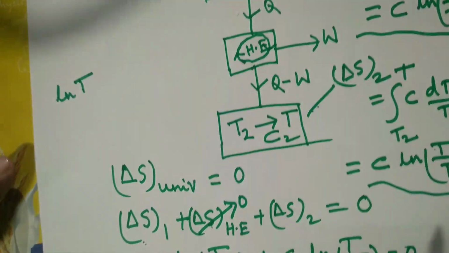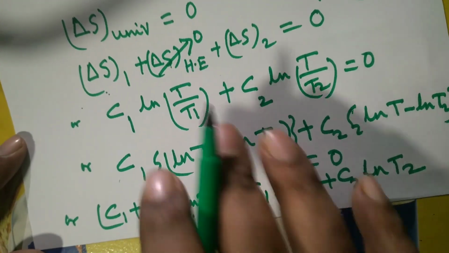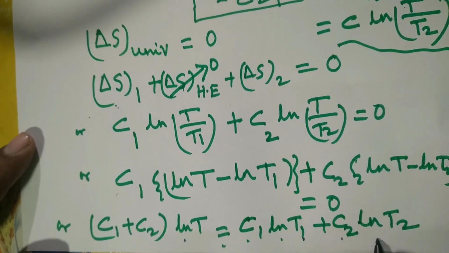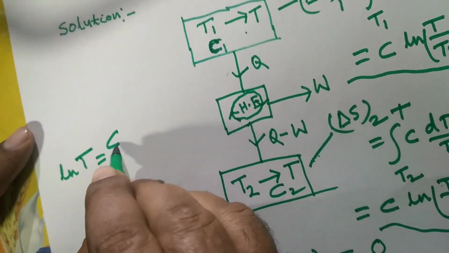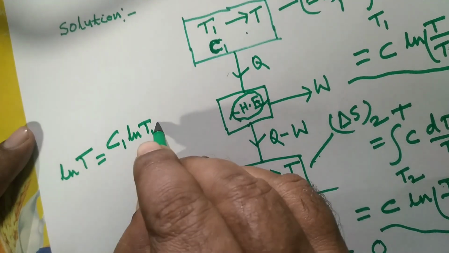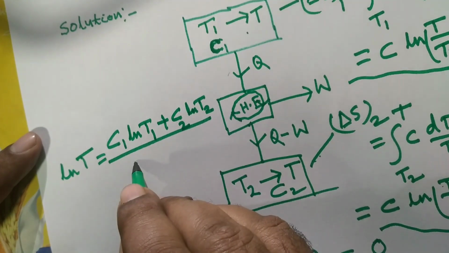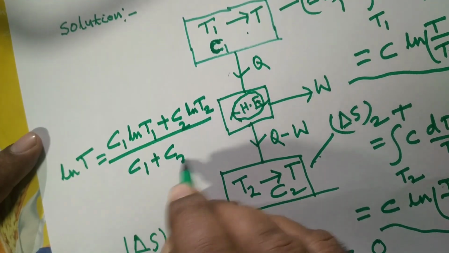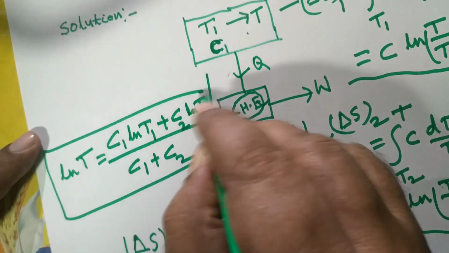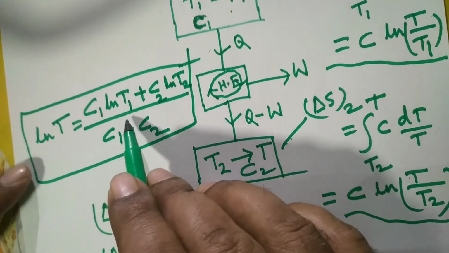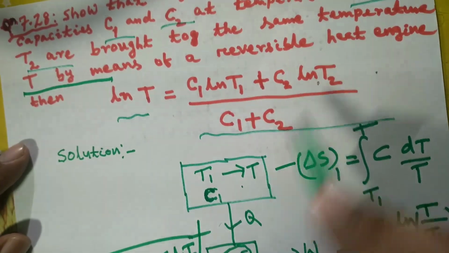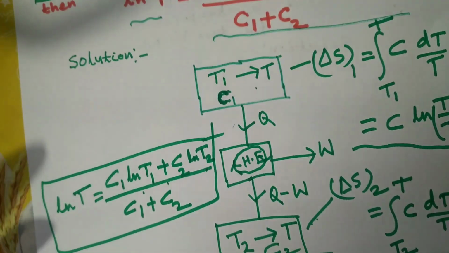From this expression, ln T will be (C1 ln T1 plus C2 ln T2) divided by (C1 plus C2). So this is the expression for ln T in terms of ln T1 and ln T2, and this is what we are required to prove. So this expression is proved now.